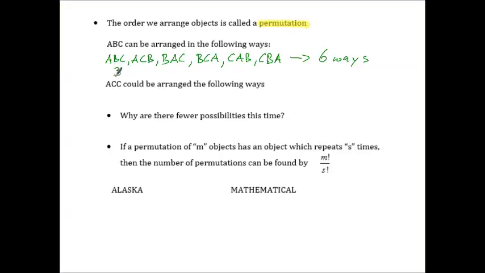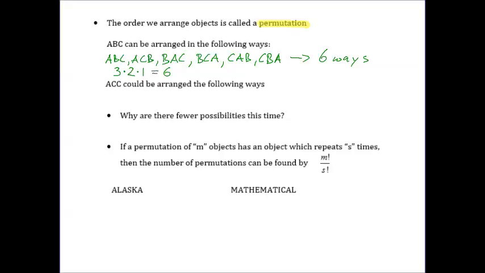So we had 3 possibilities for that first position. Then after 1 letter is already taken, we have still 2 possibilities for the next position. And after 2 letters are taken, we really only have 1 more letter left that can go in the last place. So we have 3 times 2 times 1, which is 6 possibilities.